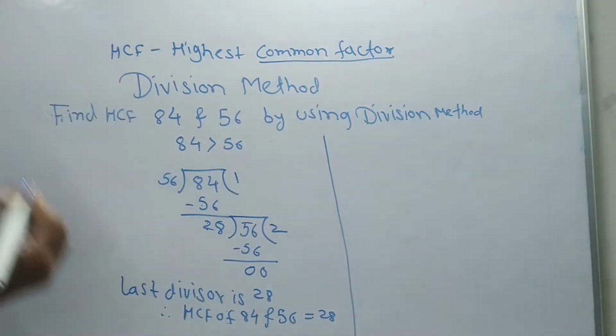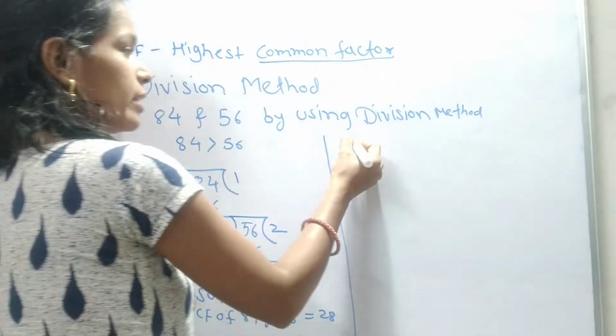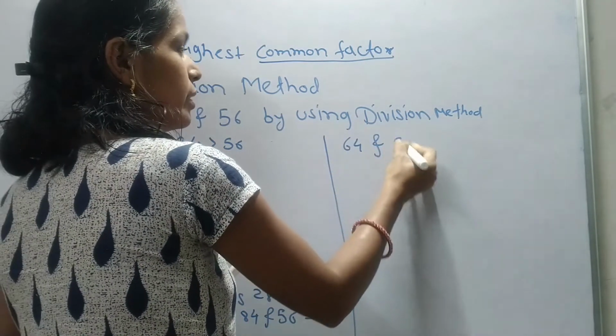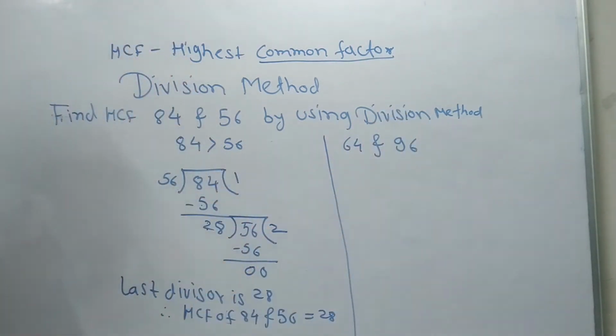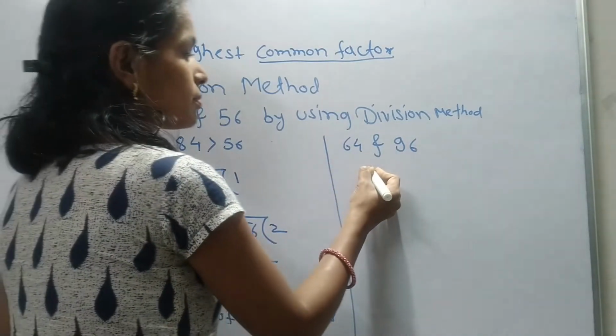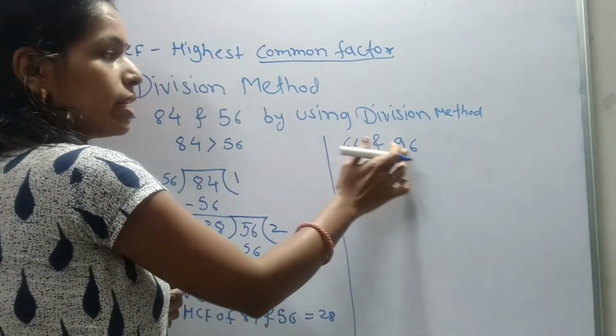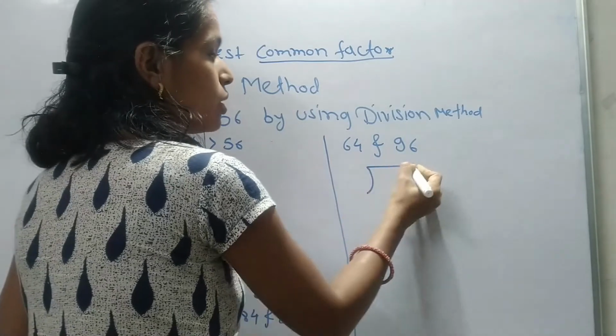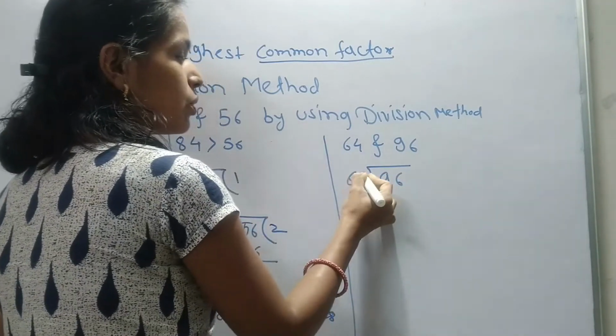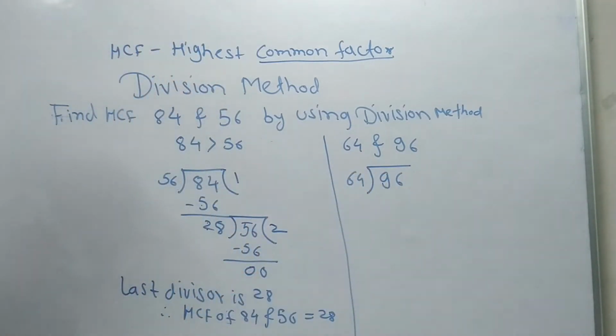Let's find the HCF of 64 and 96. Okay, see here. Which one is bigger? 96 is bigger than 64. So divide 96 by 64. 64 से 96 को divide करना है.